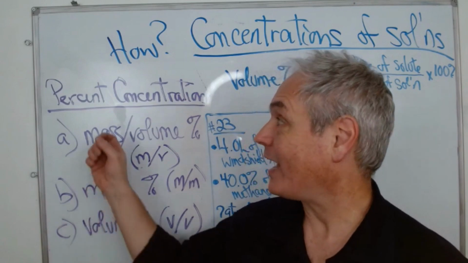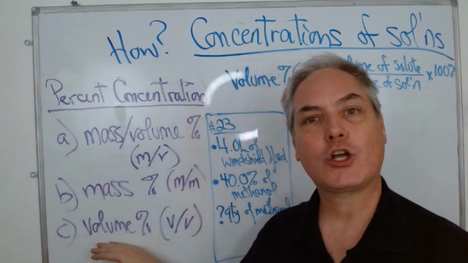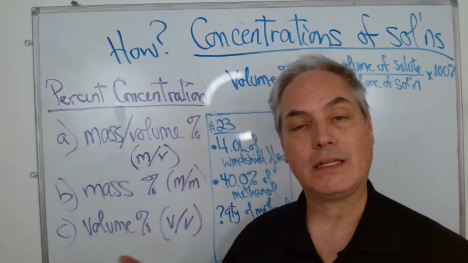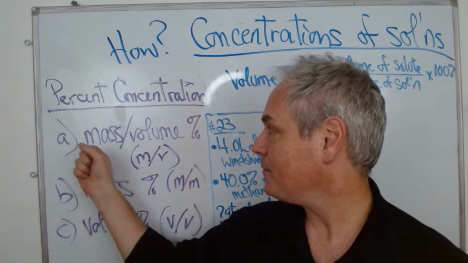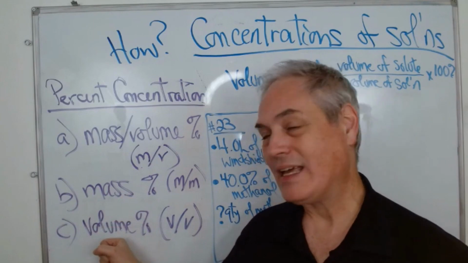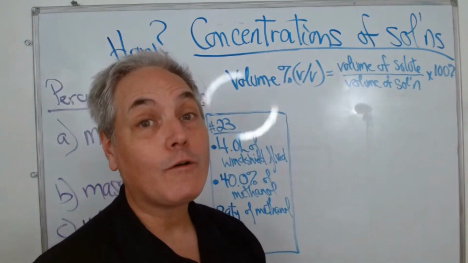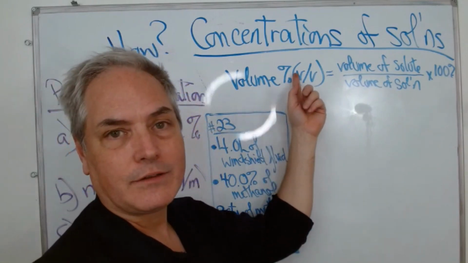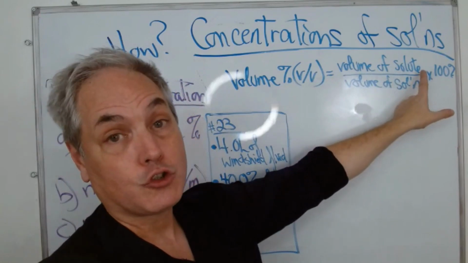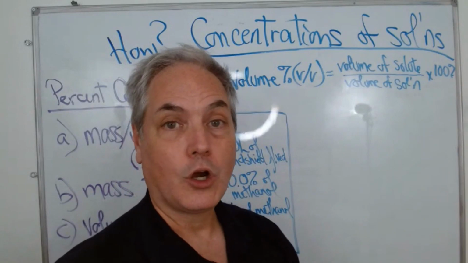Now let's look at our third percent concentration that we have on this list, and it's called volume percent, V over V. What does that mean? Remember that we've done two already, mass over volume percent, and mass percent. Here, what we have is another equation, and you'll see they're all very similar. The volume percent, V over V, is good for liquids. We have the volume of solute over the volume of solution times 100%.